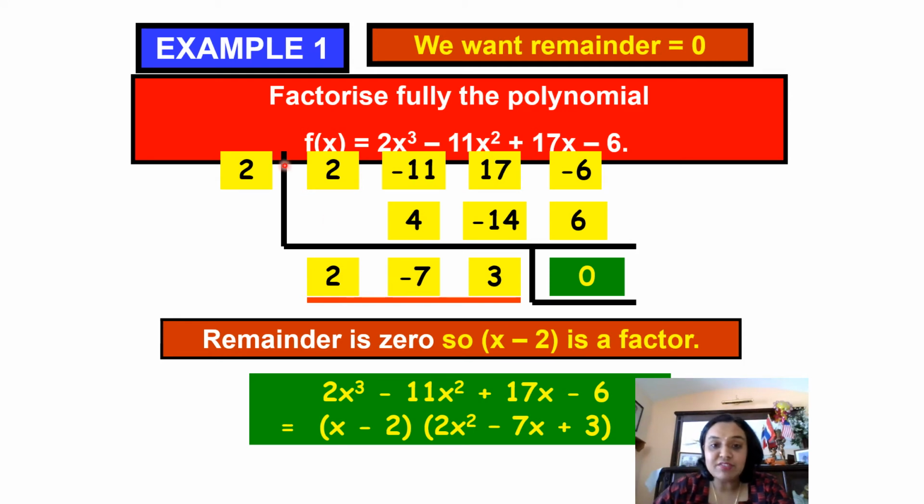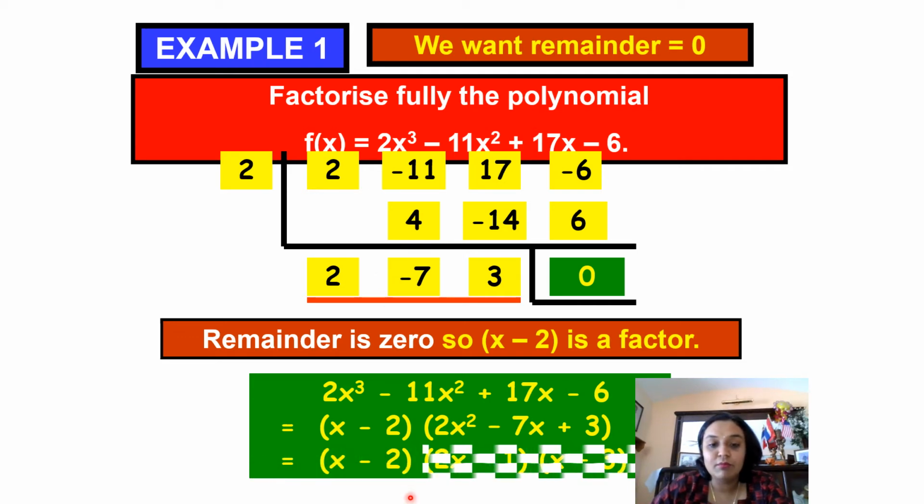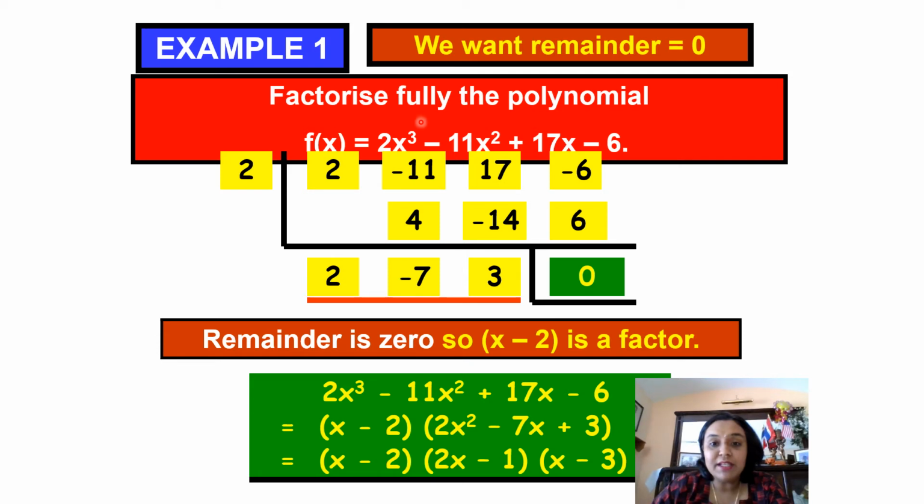Please be reminded, the original polynomial is x to the power of 3, and we divide it by x minus 2, so the power of the quotient is reduced by 1. That's why it's x squared, x, and also a constant 3. We can factorize this simply by using our scientific calculator, and this will be the end result. So the polynomial here is fully factorized, and this will be the final answer.